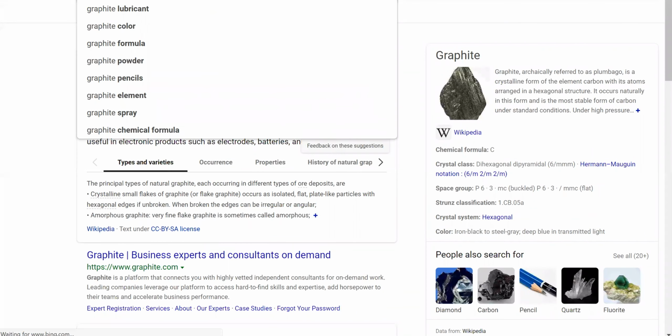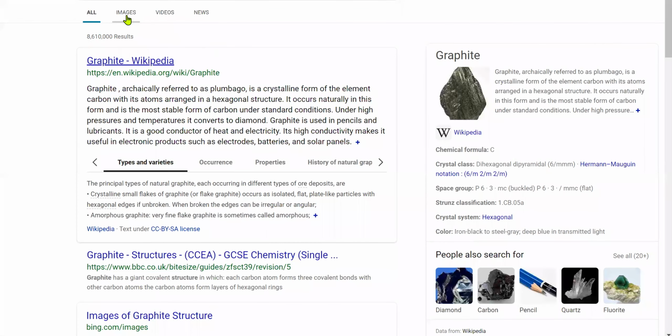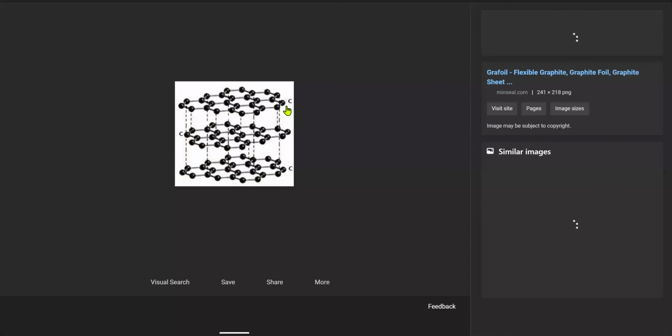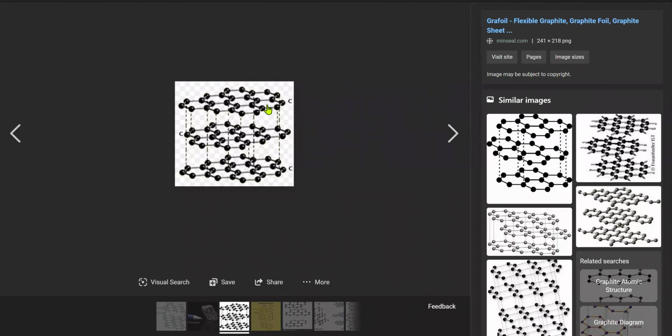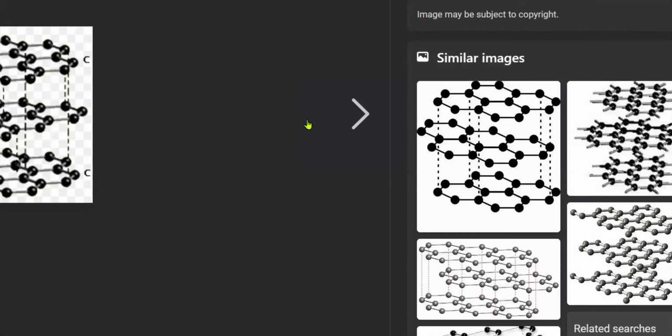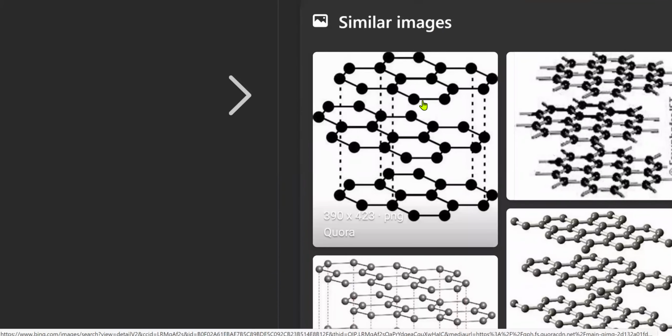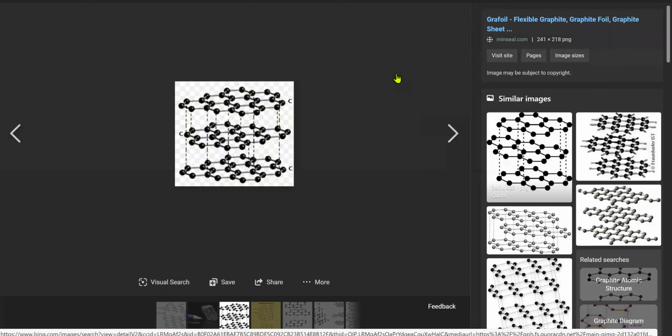One second. Let me open the structure of graphite. The structure of graphite is in the form of sheets, and each carbon atom is making 3 bonds. So it's a hexagonal layered structure. There will be intermolecular forces between the sheets, so the sheets can easily slide over one another, which is why graphite is very soft. But it has a high melting point. Why? Because the sheets have very strong bonds. So it's a good lubricant as well as a very good conductor of electricity.